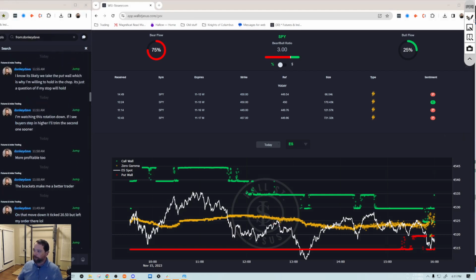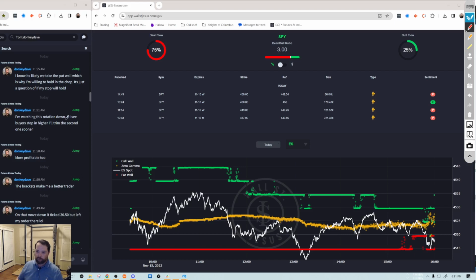Just saying on here, on that move down, it ticked 2050, but I left my order there, so it was one tick away. And I think there's a picture up here that'll show that. And just kind of explaining to people, the brackets made me a better trader. Somebody was talking about putting limits in, said they make me more profitable too. Again, we'll go over that in another video.